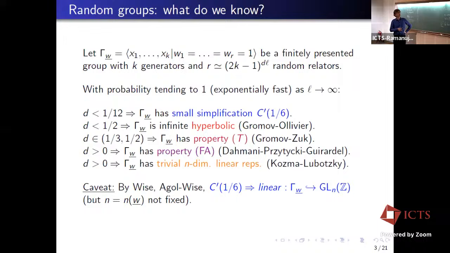However, we have to be careful because there is a wonderful consequence of this great theory developed by Wise in recent years. We know now that every C'(1/6) group is a linear group. This is a combination of a long series of work by these people, and so it's a linear group, and not only that, but it actually embeds into right-angled Artin groups that embed into GL_n(Z) for some very large n. So each one of these groups actually embeds into GL_n(Z), but n is going to be very large. It's going to depend on L, and on the choice of the relators. So this does not contradict the Kozma-Lubotzky results, which fix n.